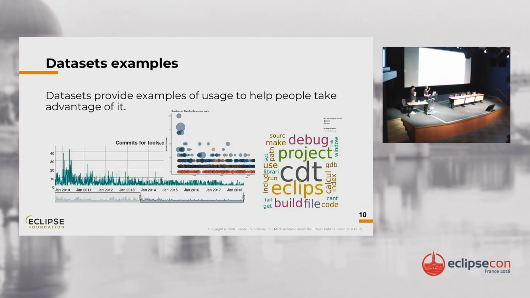And for the other data sources that we have, this is an example of the commits across the years. The questions on Stack Overflow, blue questions are answered, red are not answered, so that gives you an insight about the popularity of the project, and also things like word clouds. This one is made from the mailing list datasets, so that enables you to quickly know what are the main keywords that are used in the mailing list for this project, CDT, as you can see.